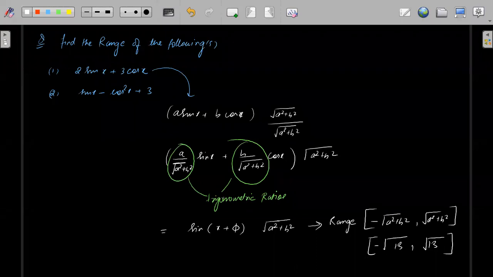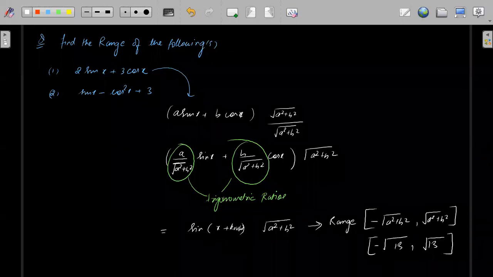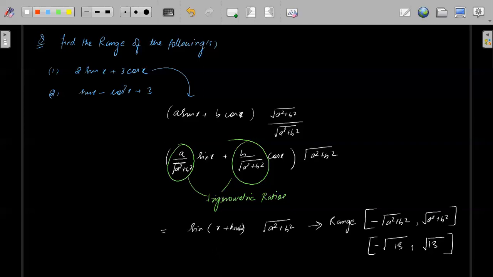Understood? Fine. Just copy this. This one is phi. You can write, this is just a name. Instead of phi, you can write sin x plus any other name. It won't make any difference because it's just a name. Remember, okay? I hope most of you have got this one. Now let's check the next one.